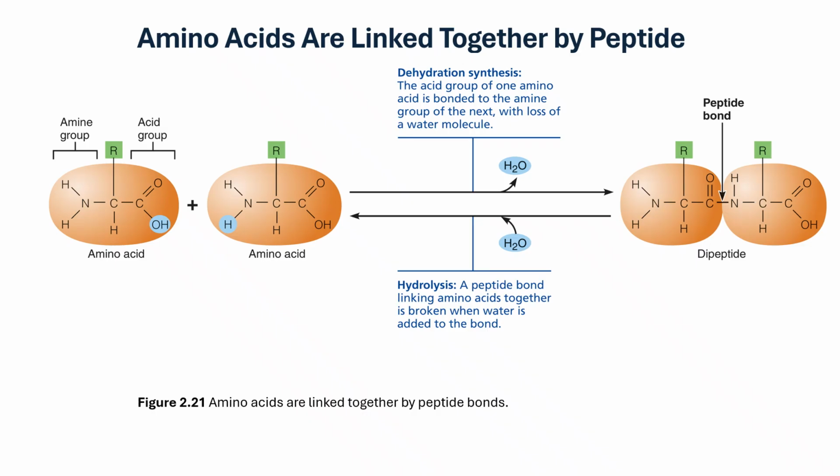And hydrolysis, going in this direction, the peptide bonds that link amino acids together are broken when a molecule of water is added. So if we have a peptide bond grouping these two amino acids together, forming a dipeptide, if you add water to that, it will break those apart and put them back into their amino acids. Going to the right is dehydration synthesis. Going back to the left is hydrolysis.